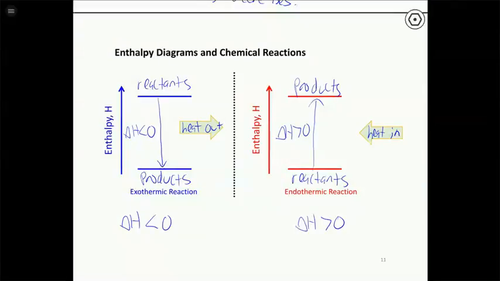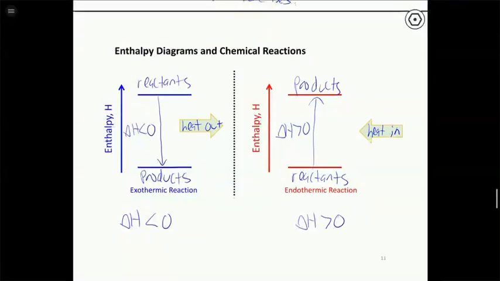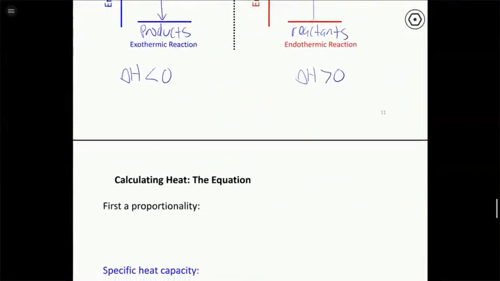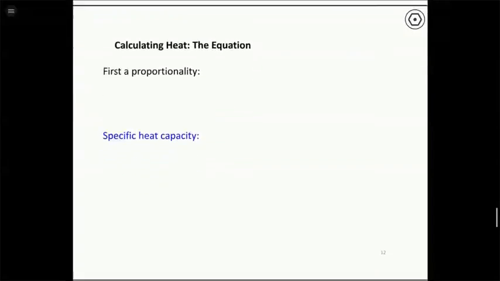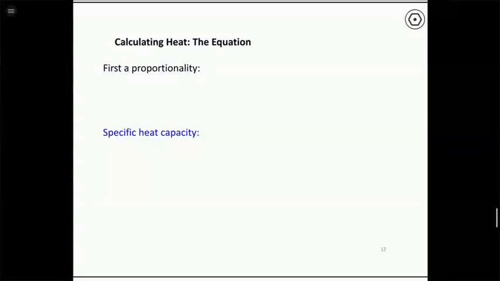All right, so that's some ideas about delta H, which we know is related then to the heat. So how exactly do we measure that heat change, or that heat that's flowing between the system and the surroundings? So now the last thing we're going to do today is talk about an equation that allows us to calculate heat. All right, so let's think about some hypotheticals for a second here.